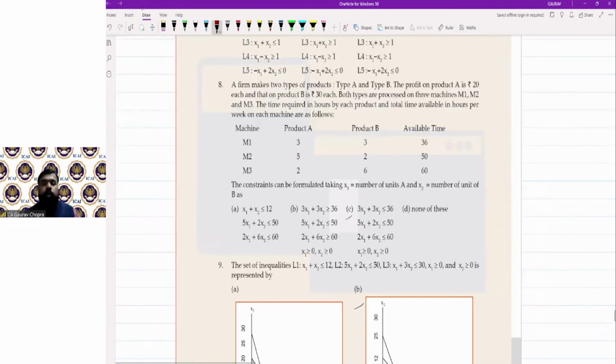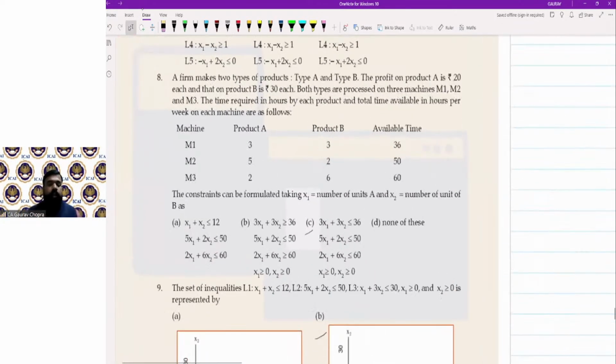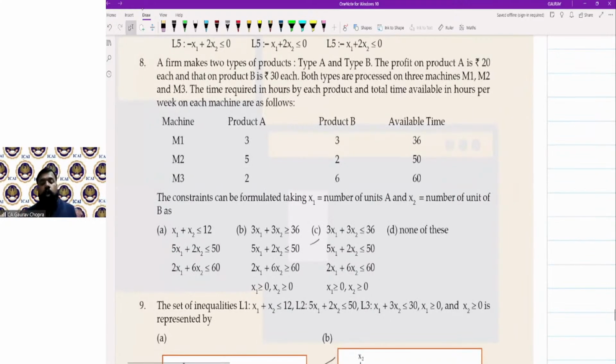Now let's move on to question number 8. A firm makes two types of product. Which products is the firm making? Type A and type B. These are the two varieties. The profit on product A is rupees 20 each and that on product B is rupees 30 each. So the profit of both is available. Both types are processed on 3 machines, 1, 2 and 3. Time required in hours by each product and the total time available in hours per week is given.